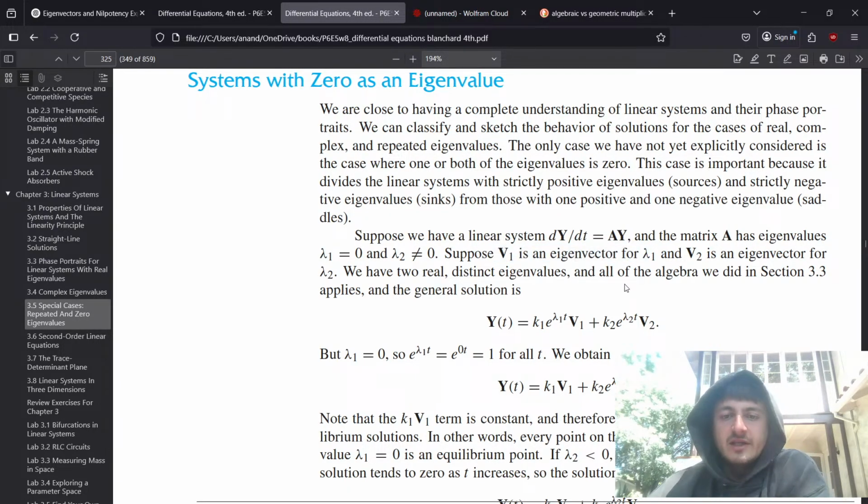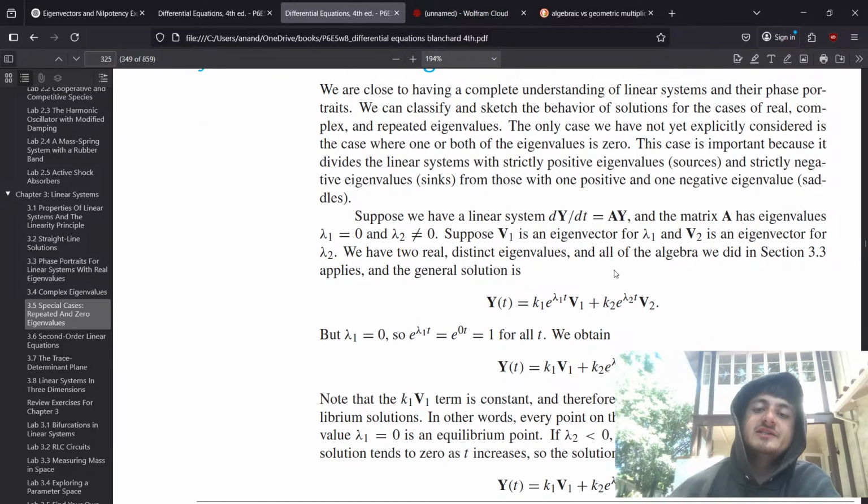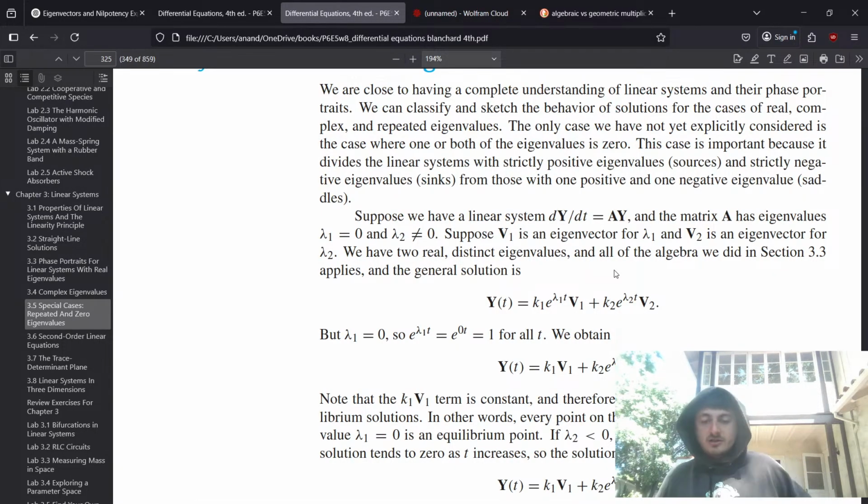Right. So anyways, if you know linear algebra, you know that 0 is an eigenvalue if and only if the matrix is not invertible and thus has a non-trivial null space. I think the punchline here is that you get a line of equilibrium points, but I'll be right back.